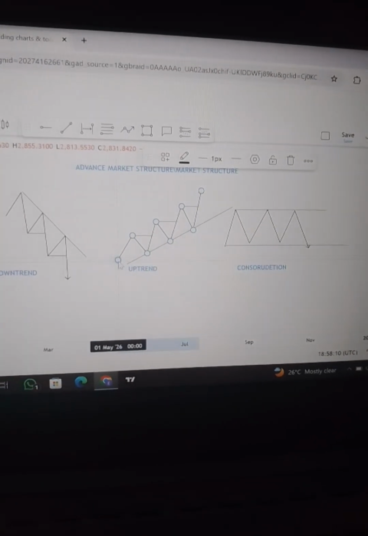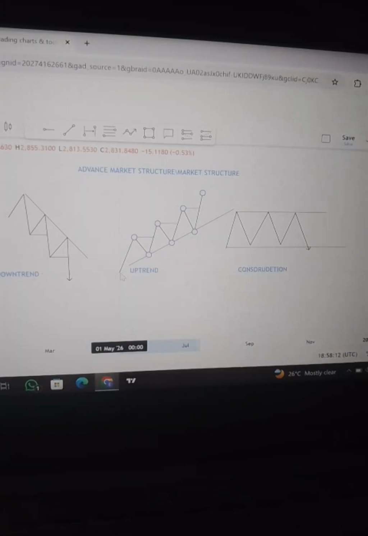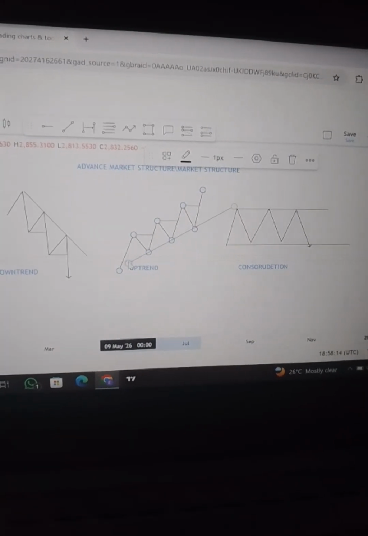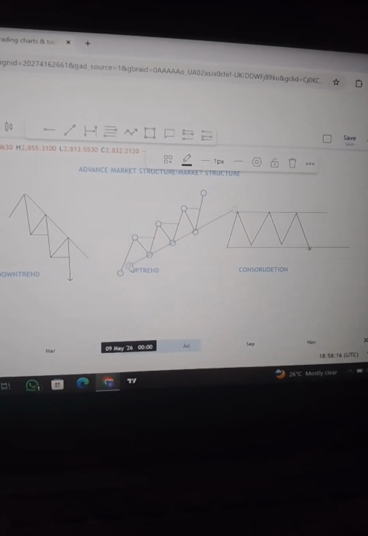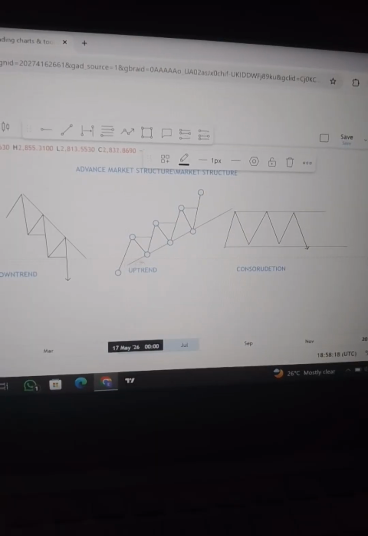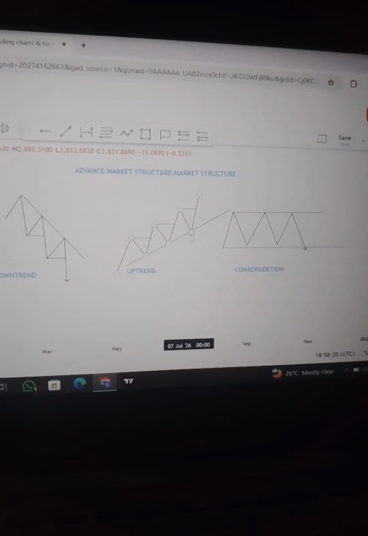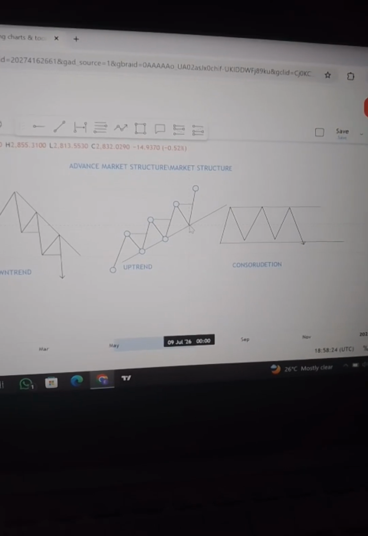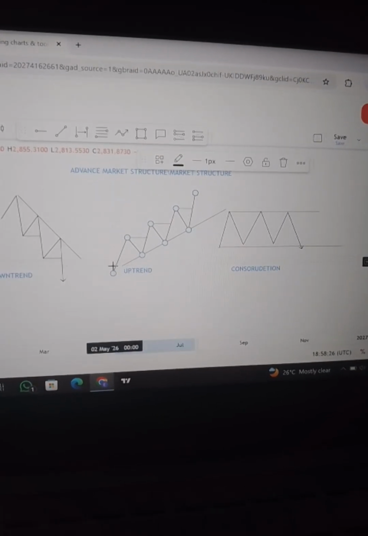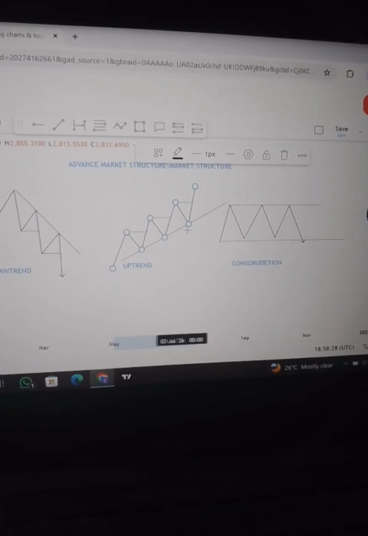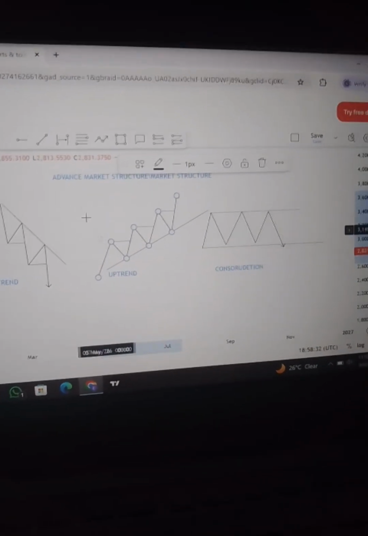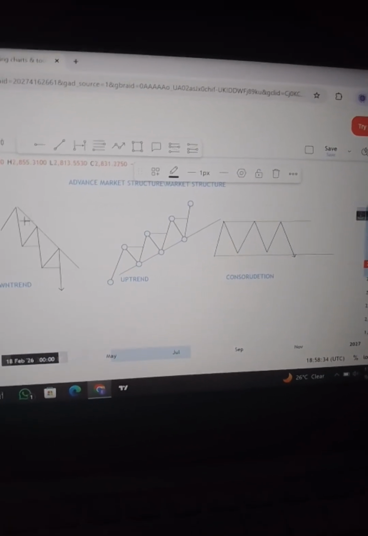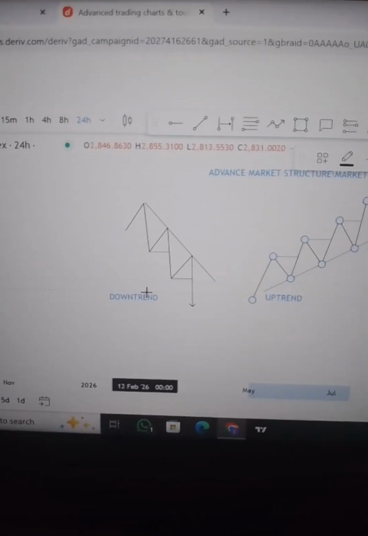So market structure means the direction of the market. We only need the direction of the market for us to follow and to make profit in this trade. Before you become a trader, you have to master this. This is compulsory for a trader, because the market cannot be going up and you insist on going down. That way you can lose your money. So market structure is actually the direction of the market. So this here is actually a downtrend.